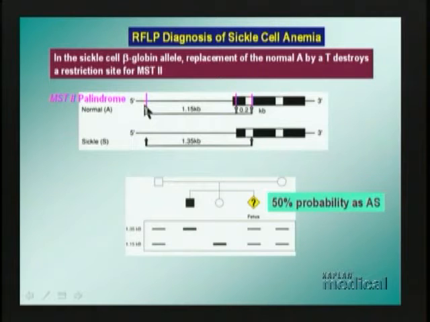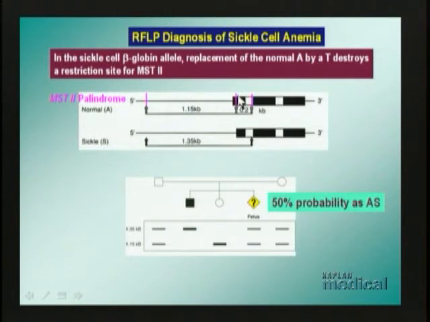There are going to be other palindromes in the rest of the chromosome. No big deal here. But within beta globin, near the beta globin, there are 3 palindromes for MST2. Now, according to this statement at the top of this figure, there's a replacement of the normal A by a T, which destroys a restriction site for MST2.